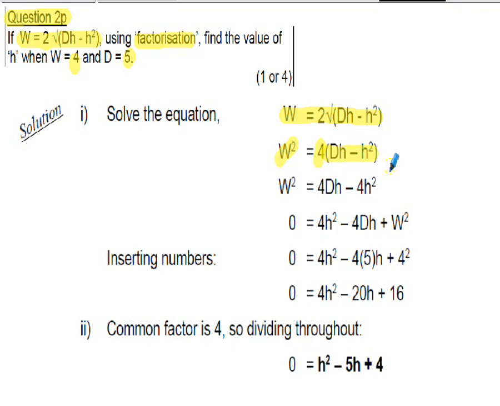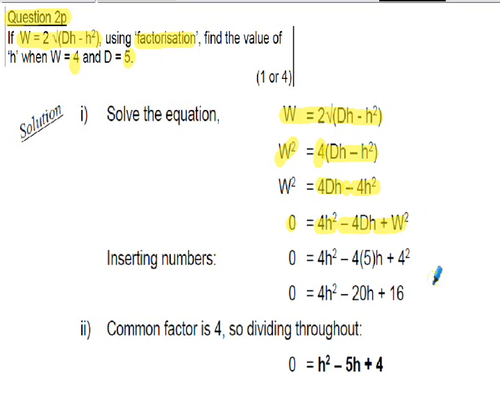On the next line I've simply expanded the right hand side, so 4dh minus 4h squared is expanded by the 4. On the next line I've brought all the terms onto one side of the equation, so basically what I've done is taken 4dh from both sides of the equation and added 4h squared to both sides of the equation. So I can write that now as 0 equals 4h squared minus 4dh plus w squared.